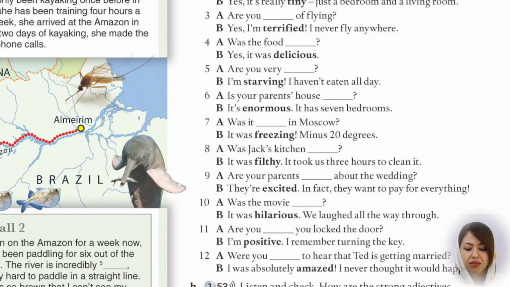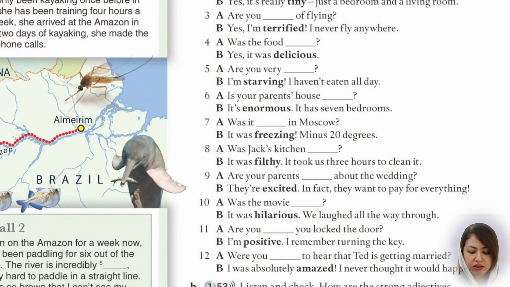Okay, next. Were you surprised to hear that Ted is getting married? I was absolutely amazed. I never thought it would happen. Were you surprised? Okay, so these are the normal adjectives and the adjectives which are non-gradable. Remember, with non-gradable adjectives, you cannot use very. Only absolutely and really can be used as adverbs along with them, okay? So that was all about this section.